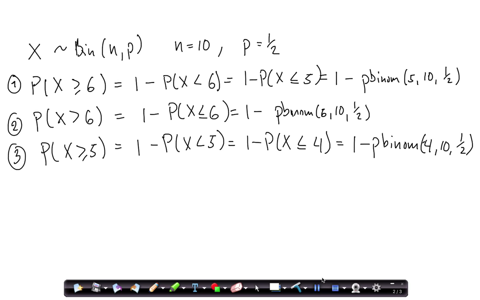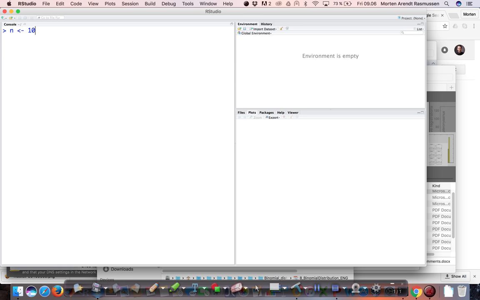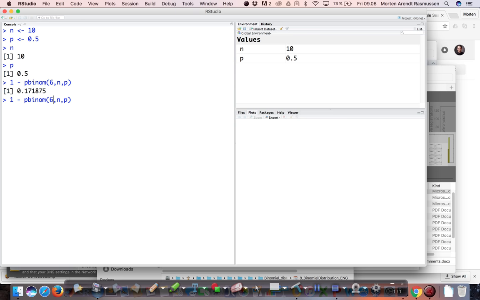If we go into R and see how this is done, let me just first define what n is. n is 10. p is 0.5. Now I simply use the pbinom function, and I want it to be 6 or more, so 6, n, p. I get these probabilities. I also had one where this was 5, and one where this was 4. So this is how easy it is to do in R.